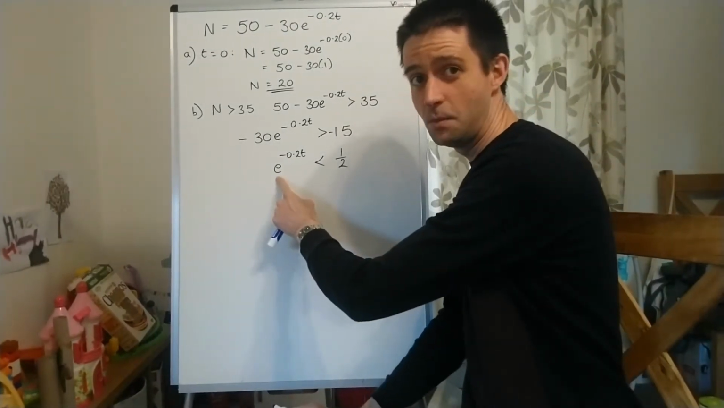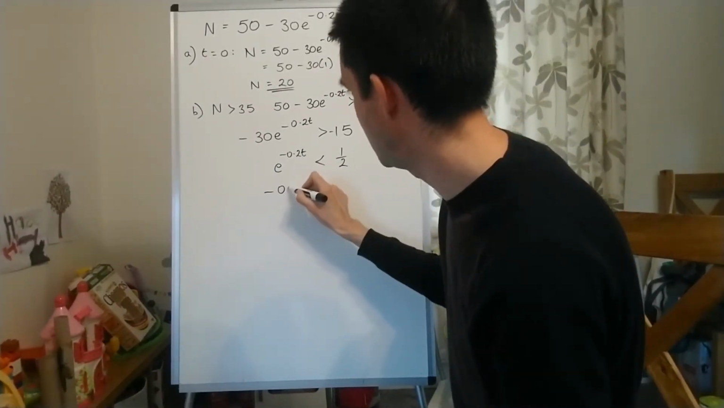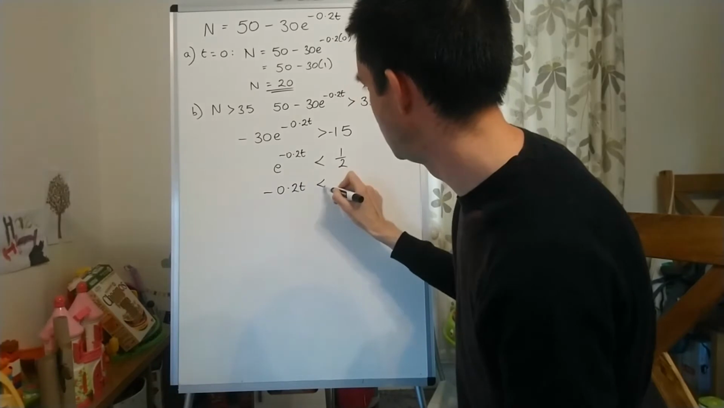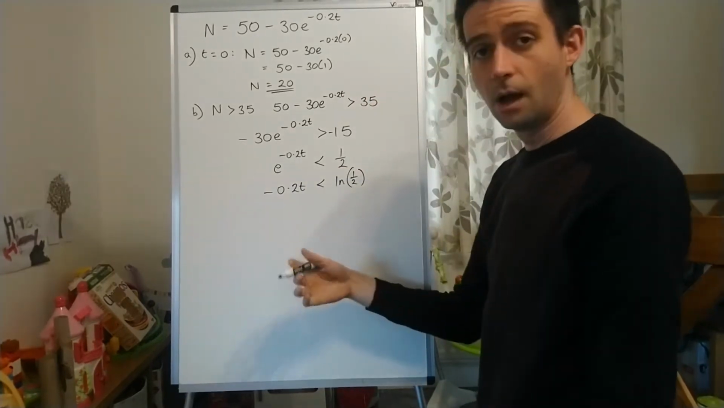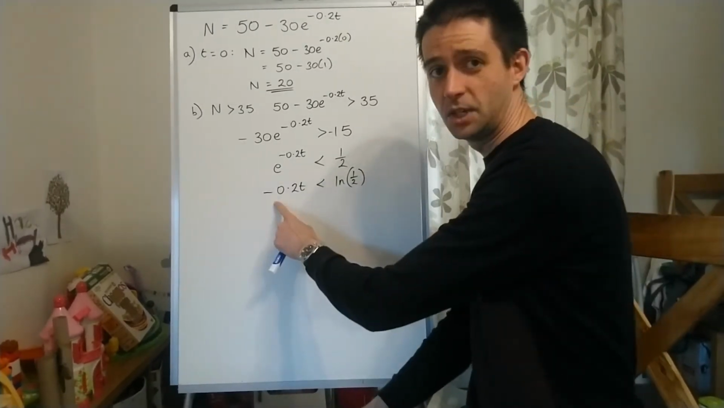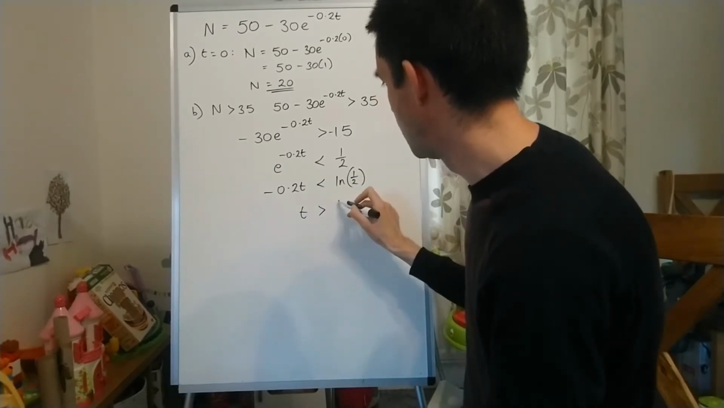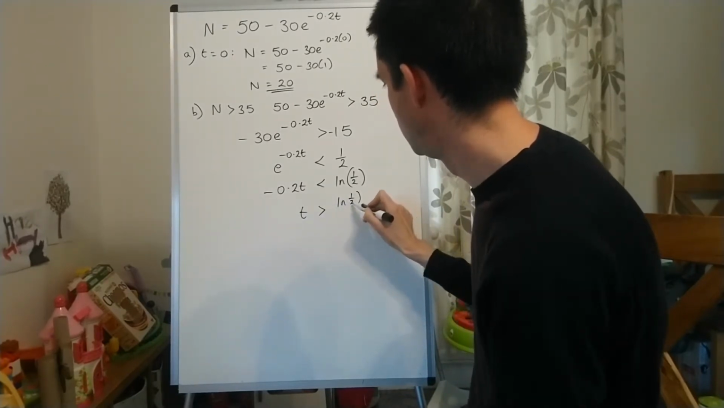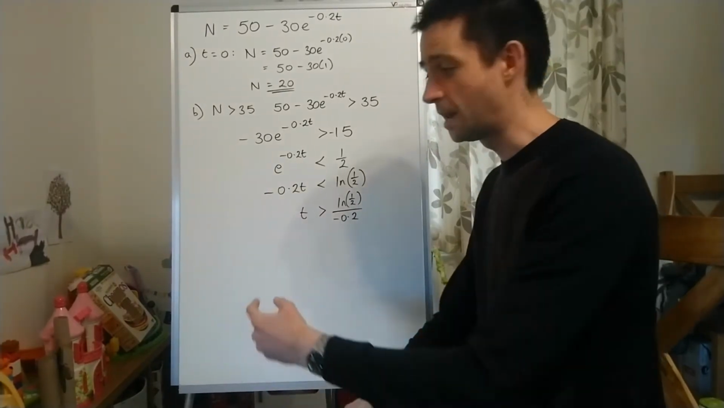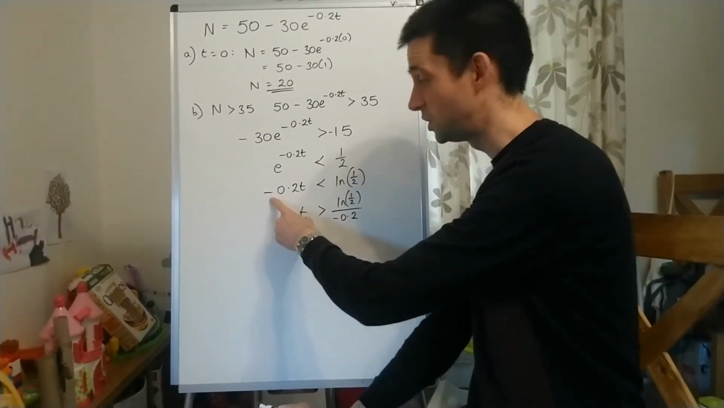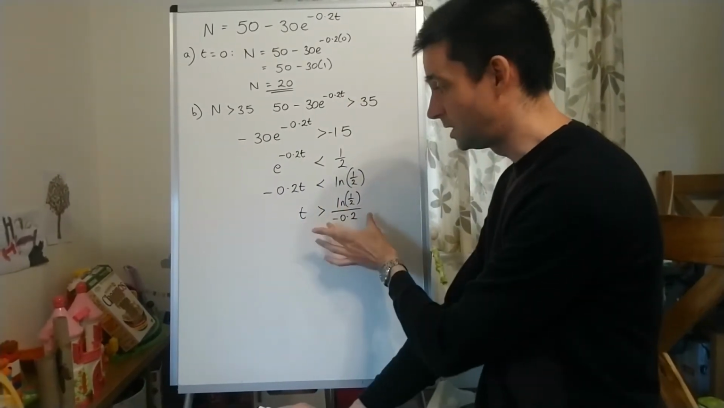I've isolated e, which means I can do ln, the inverse function, take ln's of both sides. So I get negative 0.2t is less than ln of 1/2. I'm then going to divide by negative 0.2. So t is going to be greater than ln of 1/2 divided by negative 0.2. Now notice again, I've divided by negative 0.2, so the direction of the inequality has changed. T is greater than this number here.